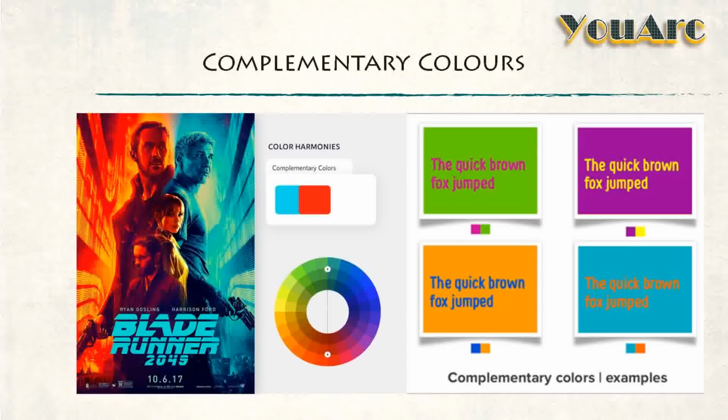Examples of complementary colors are given here. In this particular poster, we can see two complementary colors, blue and red. One part gives us a warm sensation or feeling of warmth, whereas this part has the coolness of the hue. So we can see a warm color and a cool color here. Moving on to the next slide.